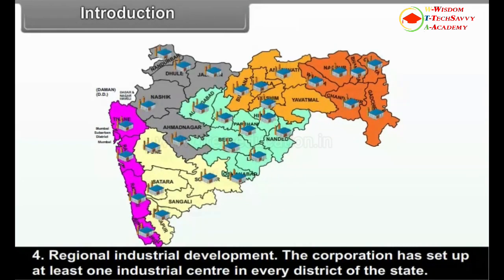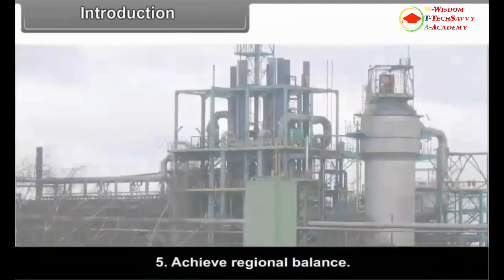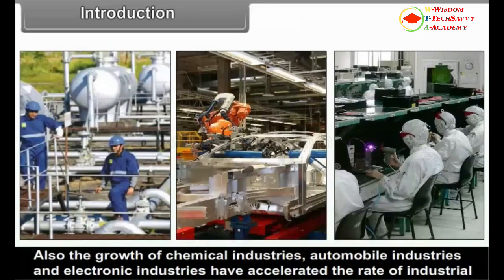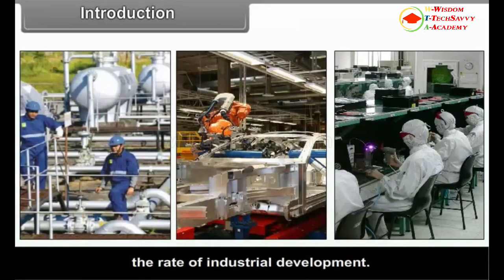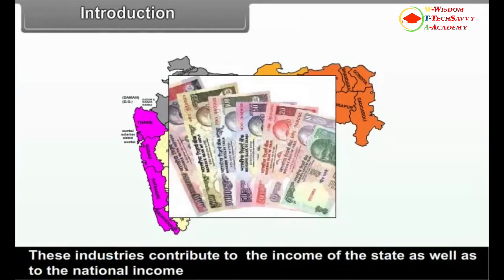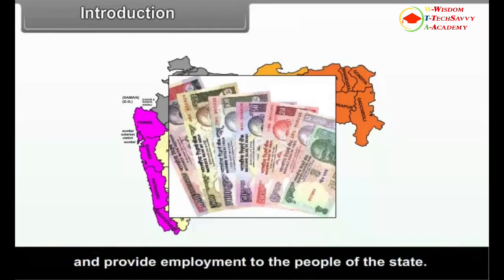The corporation has set up at least one industrial center in every district of the state to achieve regional balance. In Maharashtra, there is a development of sugar and cotton textile industries which are based on the traditional agricultural produce. Also, the growth of chemical industries, automobile industries, and electronic industries have accelerated the rate of industrial development. These industries contribute to the income of the state as well as to the national income and provide employment to the people of the state.